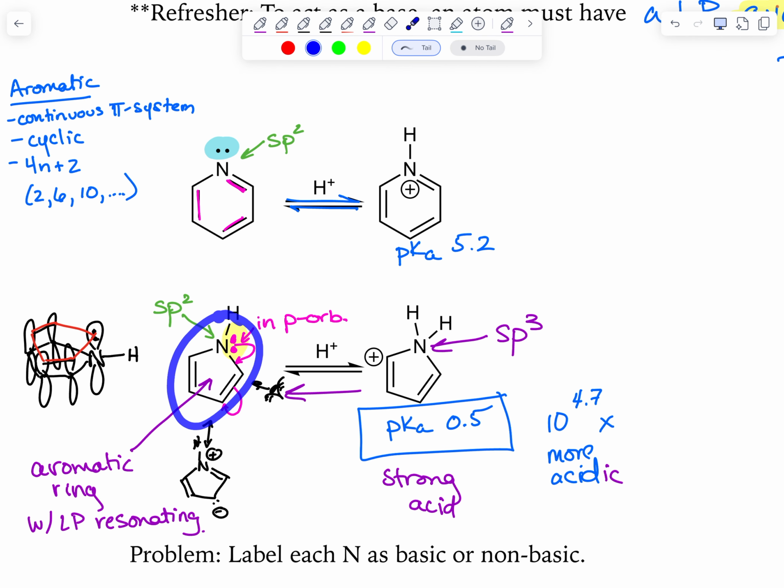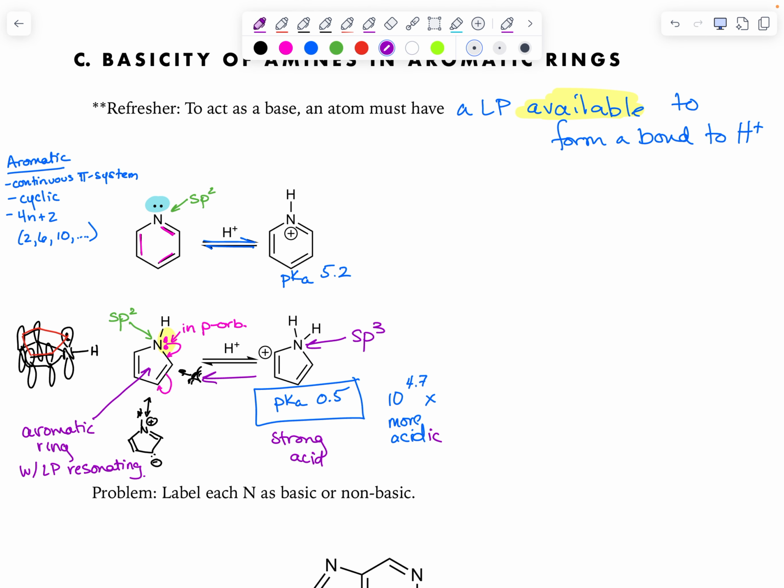Okay? So it'd be good to know if the nitrogens are basic or not, wouldn't it? It's kind of important. All right, so let's try to figure out which of these is basic and which is not basic. When we say not basic, what we're saying is that the lone pair is tied up in resonance. That's what we're going to mean by non-basic.